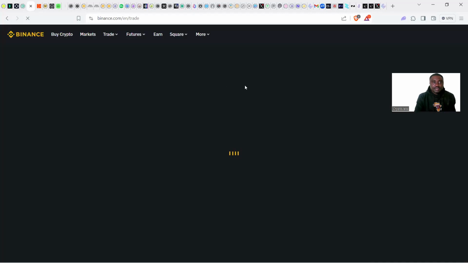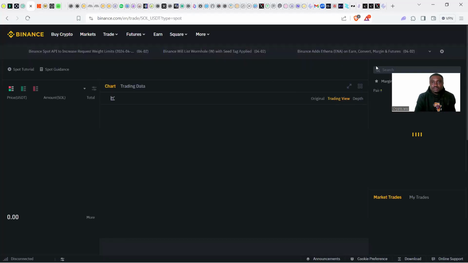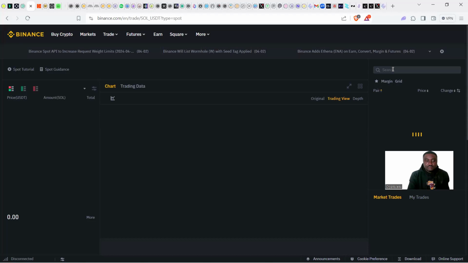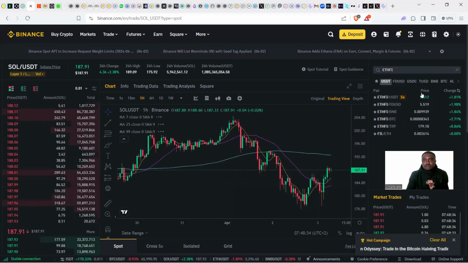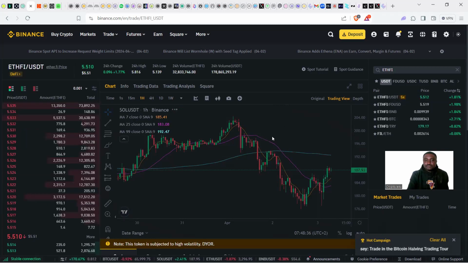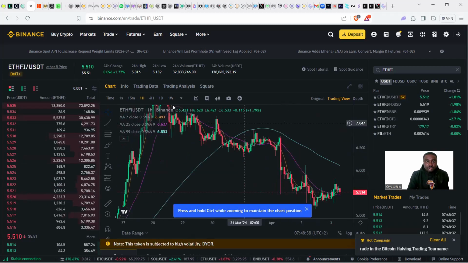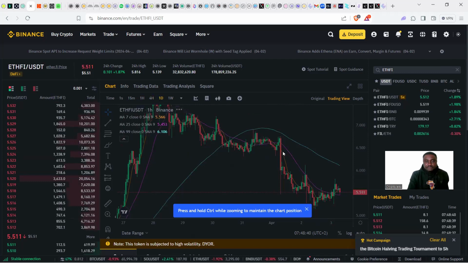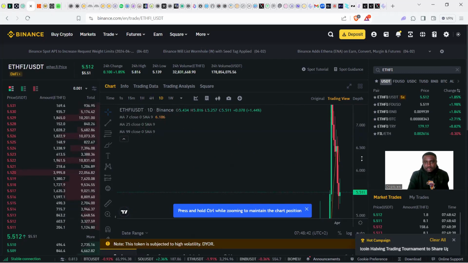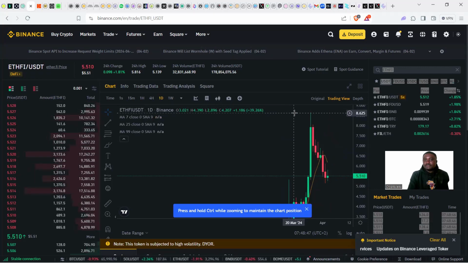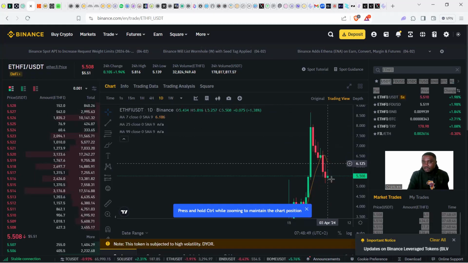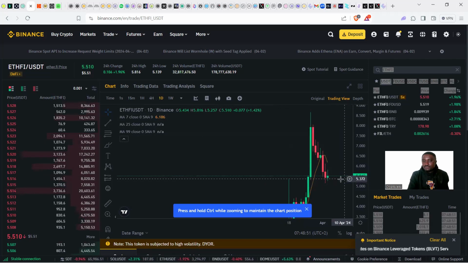When you come to Binance, you just check for ETH.FI. As you can see, even though the price has dropped a little, it went all the way up to about $8.5, $8.6, and now it has retraced back to $5.5. I actually sold a couple of mine.